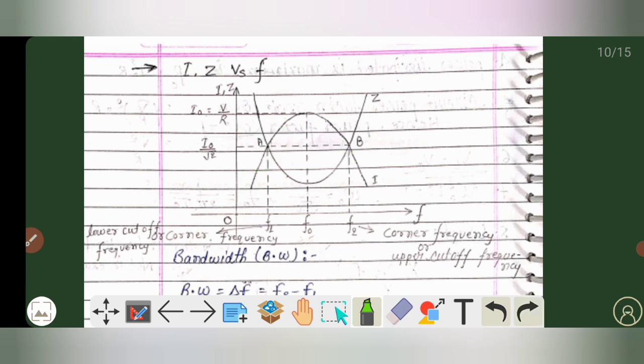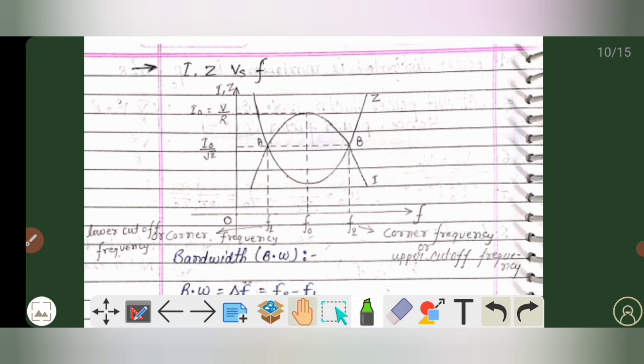Now if we project these two intersections on the frequency axis, they come out to be f1 and f2, and this will be our f0. As you can see here, we call f2 the upper cutoff frequency or corner frequency, and f1 the lower cutoff frequency or corner frequency. At points A and B, the value of current will be I0 by root 2. And at f0, the value of current I0 will be V by R, as you can see here.